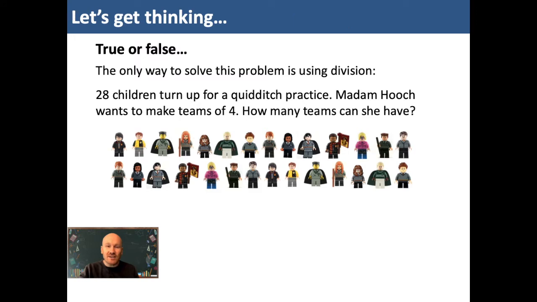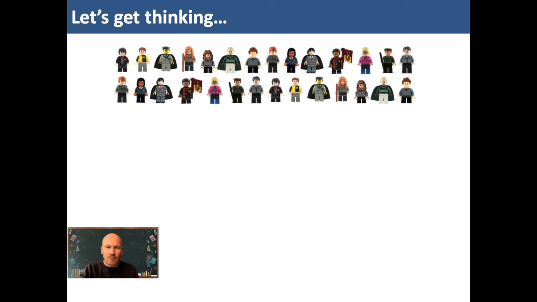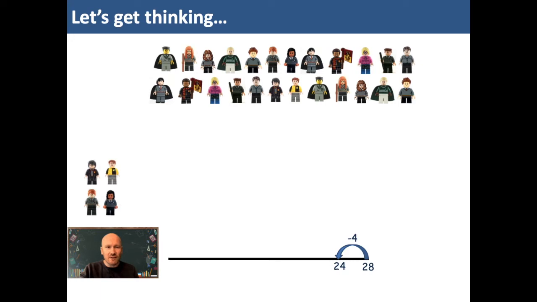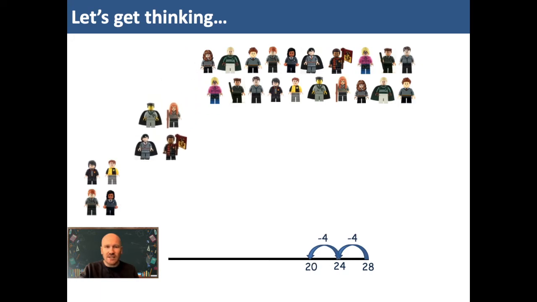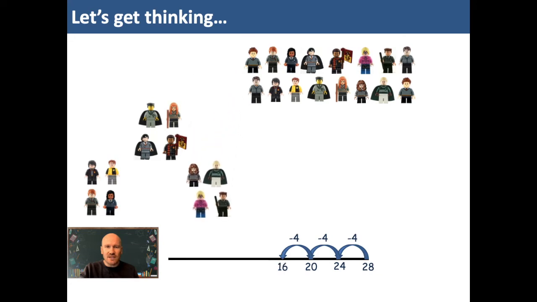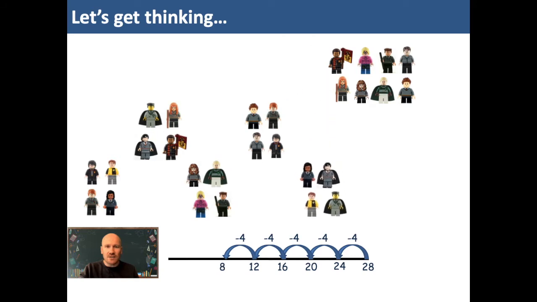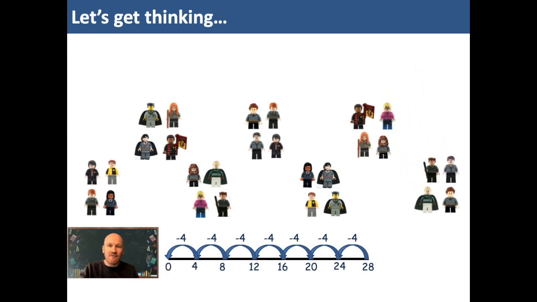Let's have a think about how we might solve this. To begin with, I'm going to start with my 28 players, and I'm going to use a number line to record what I'm doing here. What Madam Hooch might do is take 4 of those players to make the first team. So we've now got 24 left. And then the next 4, there's now 20 left. The next 4, there's now 16 left. The next 4, there's 12 left. Next 4 again, and there's 8 left. 4 again, and there's 4 left. And we can make a final team with those last 4. So you can see there, we've got 7 teams altogether.